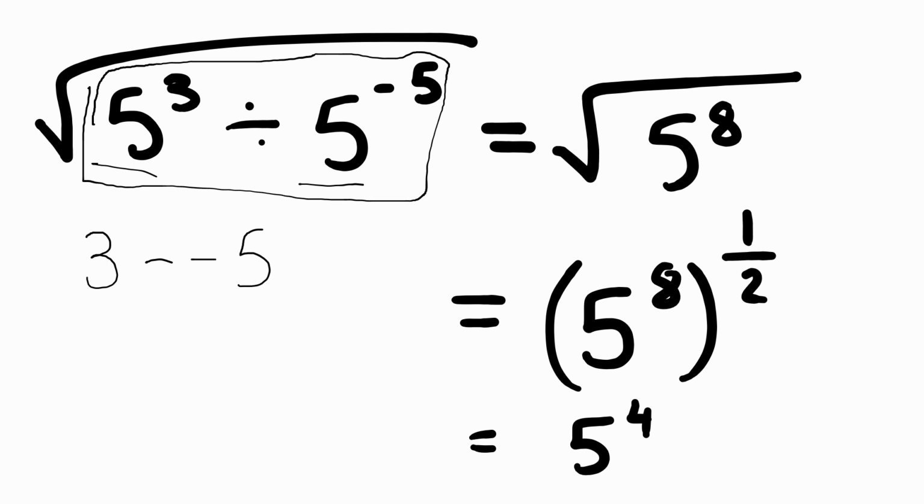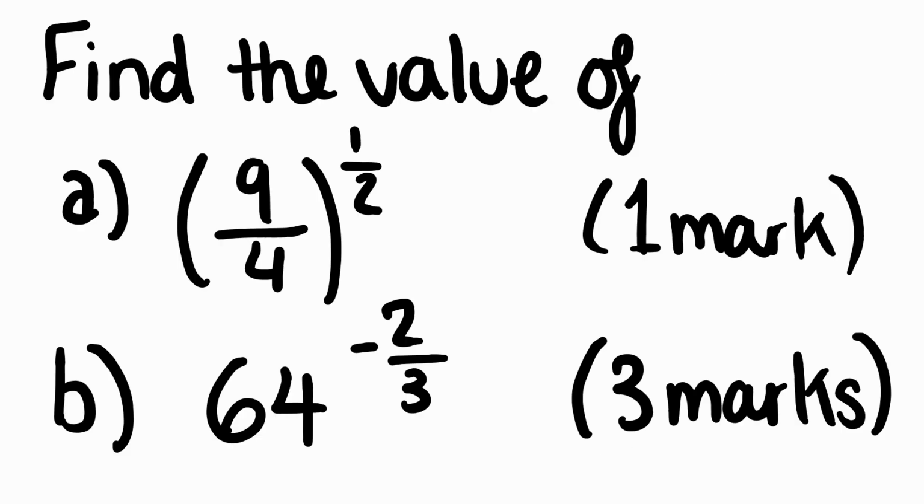And if you remember, 2 minuses makes a plus. So this simplifies into 3 plus 5, which we get as 8. So you get square root 5 and then to the power of 8. But then do you remember that square root is the same thing as a half, right, in powers? So we get 5 to the power of 8 times by a half, which we then get as 5 to the power of 4. Now I want you to do these two exam questions yourself.